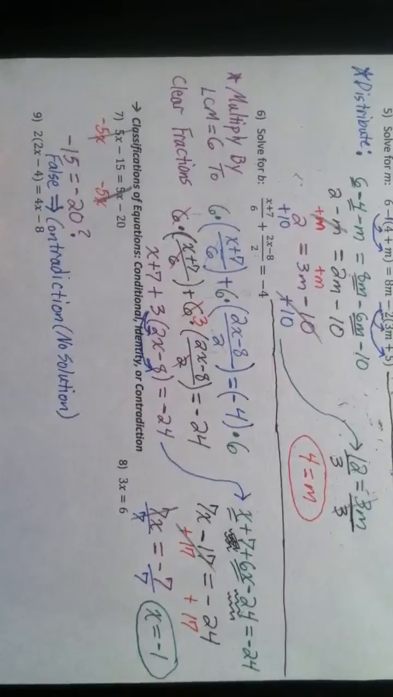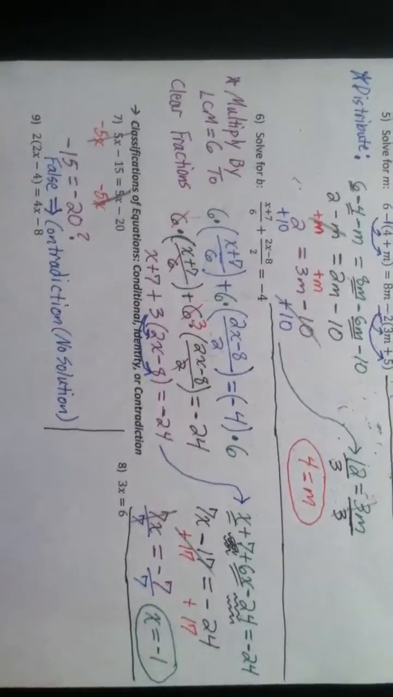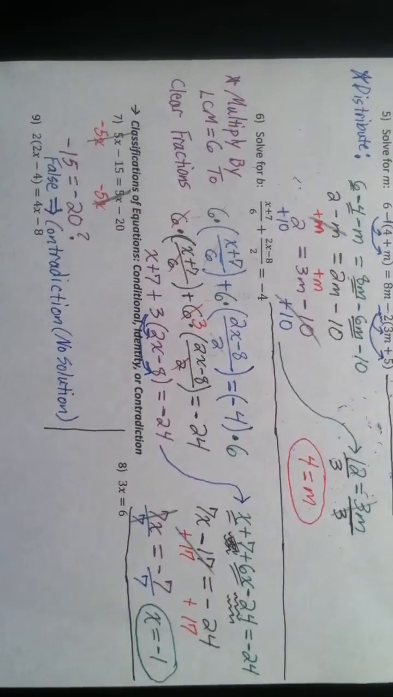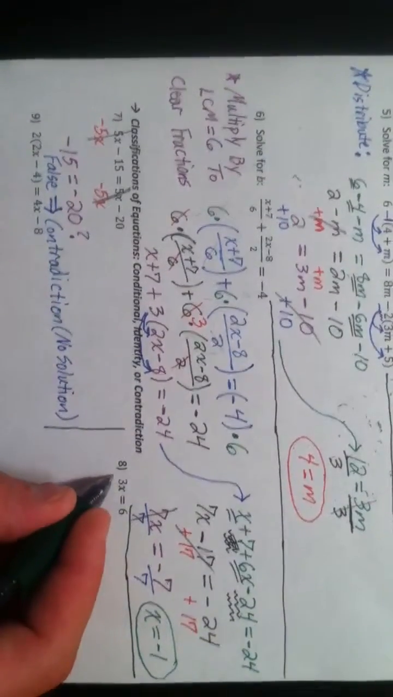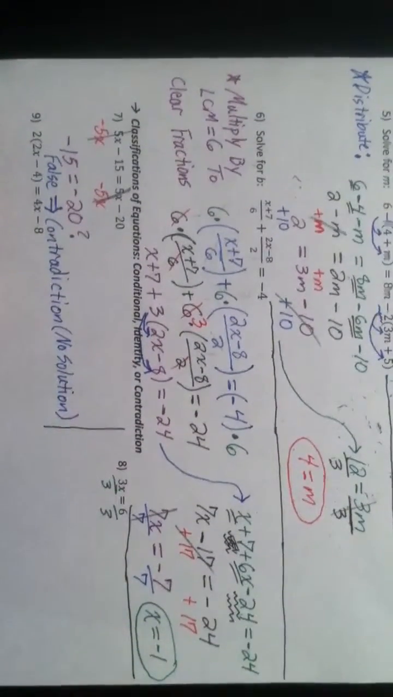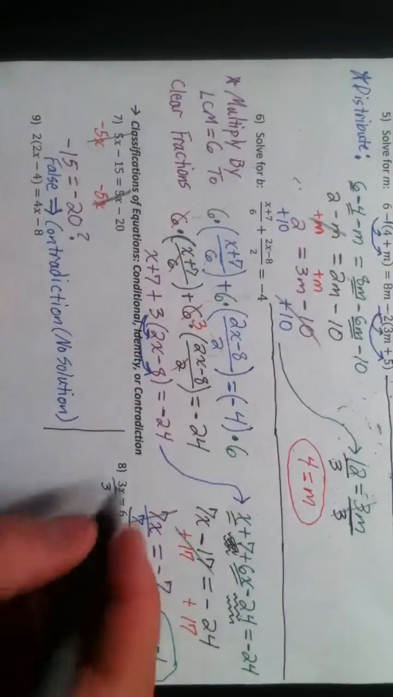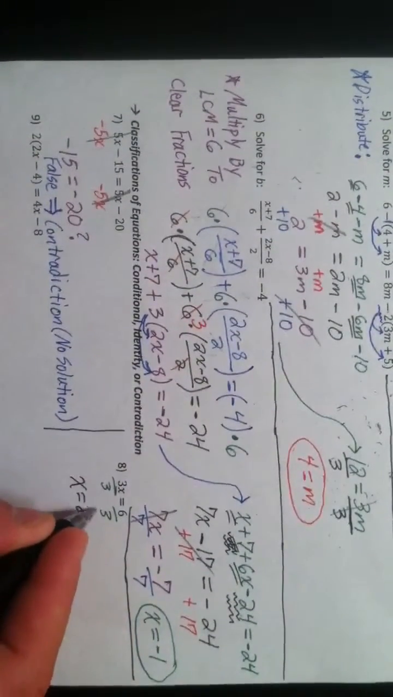Okay. Draw a line here. Our next example, number 8, we have the equation 3x equals 6. Pretty easy one to solve for here. Divide by 3 to get x by itself. It cancels out the 3's there and gives us x equals 6 divided by 3 is 2.